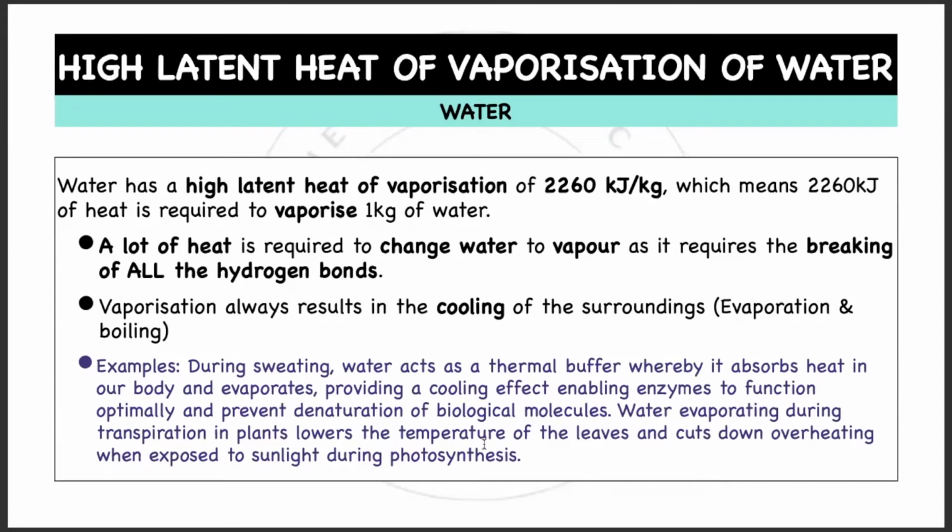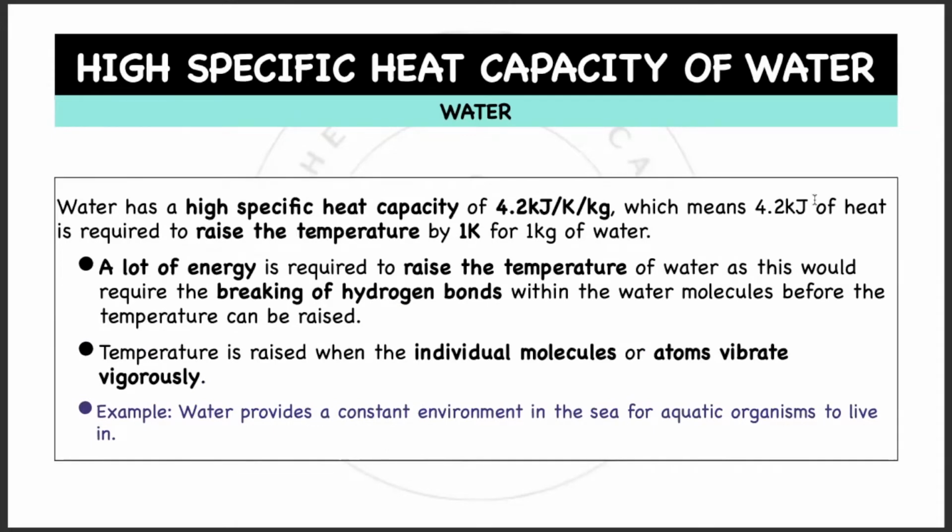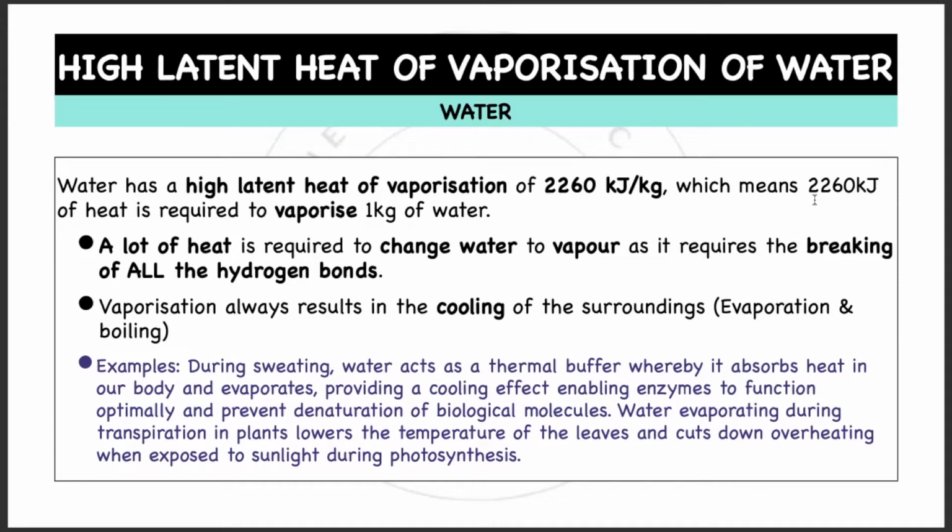The next one is the high latent heat of vaporization of water. Water has a high latent heat of vaporization of 2260 kilojoules per kilogram, which means that 2260 kilojoules of heat is required to vaporize. Earlier, it was about raising the temperature. Take note that specific heat capacity is about raising the temperature, and latent heat of vaporization is to vaporize, meaning to turn liquid into gas. So essentially a lot of heat is required to change water to vapor. Why? Because it requires the breaking of all the hydrogen bonds. You need to break all of it, then only can it vaporize. If it's still linked, you still have the liquid state.